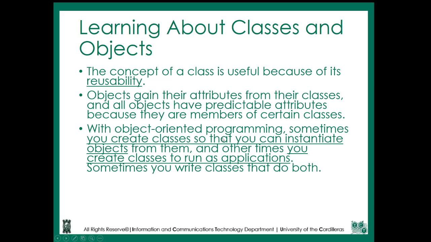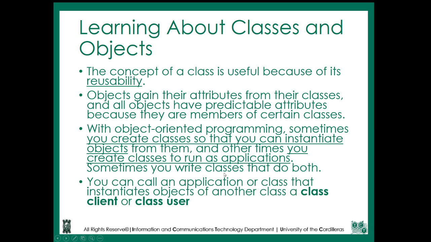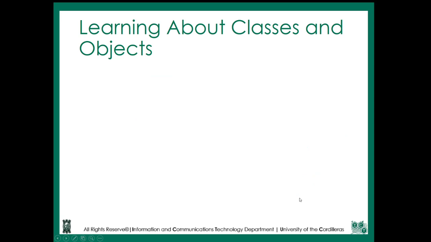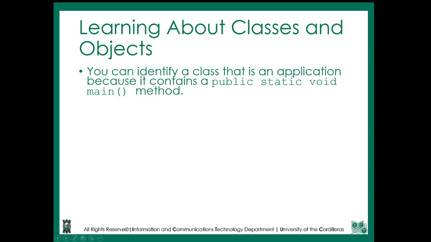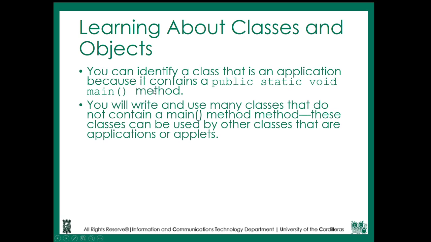Now, in Java programming and other programming languages, sometimes when you create classes, you can instantiate objects from them. And other times, you create classes to run as applications. Sometimes you write classes that do both. So you could call an application or class that instantiates objects of another class a class client, or a class user. Now you can identify a class that is an application because it contains a public static void main method, just like what we are doing.